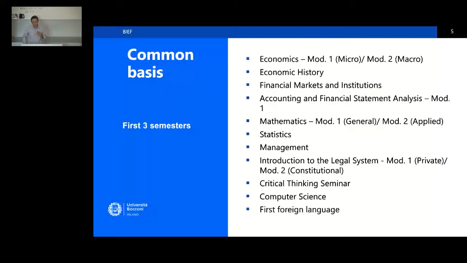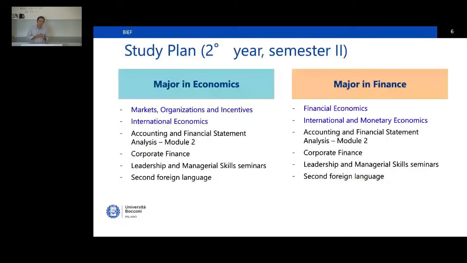Now, here you have the courses for the second year, second semester. Those that are in black, as you see, are still in common. So the separation between the two tracks is not complete yet, right? But you see that the two majors start having different subjects, and these are those that I have highlighted in blue. So for instance, for the major in economics, you have markets, organization, and incentives, which is a course that deals with how firms interact in a competitive environment, as well as international economics. International economics, the subject that deals with trade across nations, across countries.